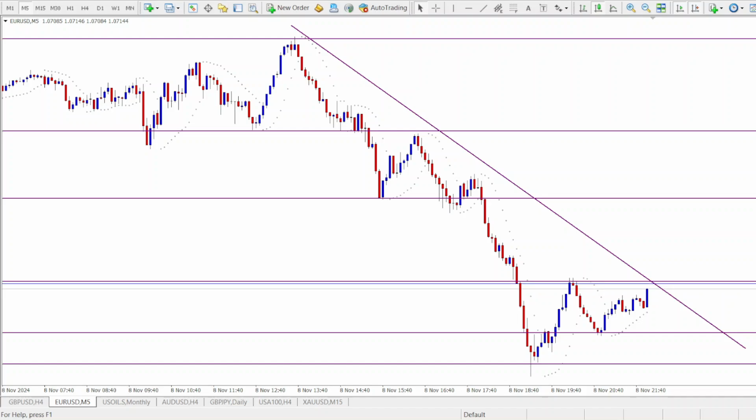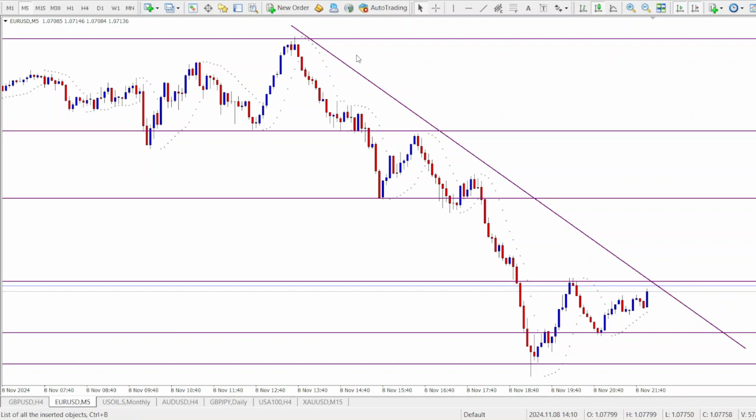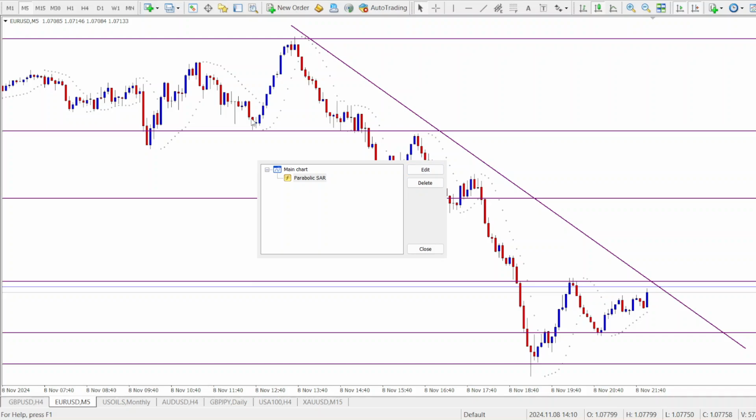But getting the settings right is essential. Remember, try a step of around 0.03 with a max of 0.25. Let's just open the settings again. So the step should be 0.03, the maximum should be 0.25. You can also use 0.2. You can use the default maximum of 0.2, or you can make it 0.25 to keep it responsive without overloading on false signals. And as always, test the settings with other indicators for the most reliable results.